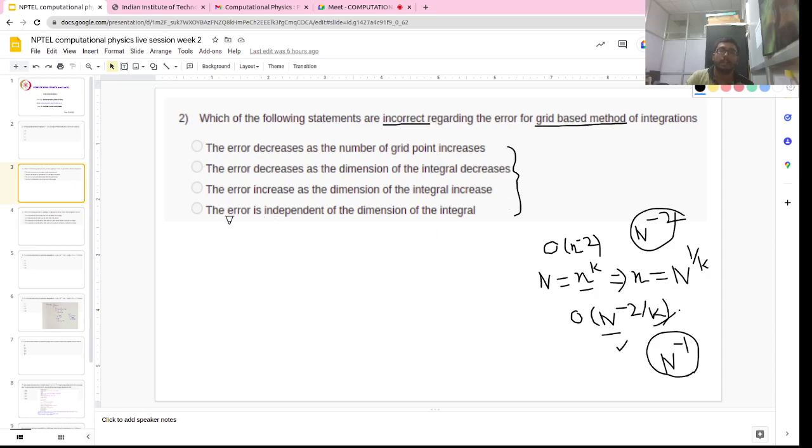Now the last thing is: the error is independent of the dimension of the integral. As you see here, the dimension of the integral depends upon this k, and the error term is depending upon this k, so it cannot be independent of the dimension of the integral, right? So this is the incorrect statement, and as the question is asking for the incorrect thing, this will be the correct answer.